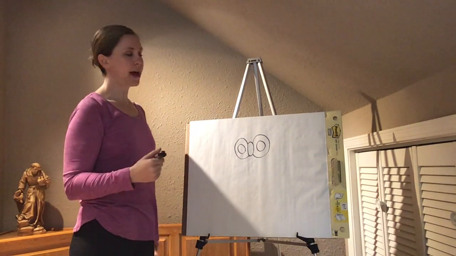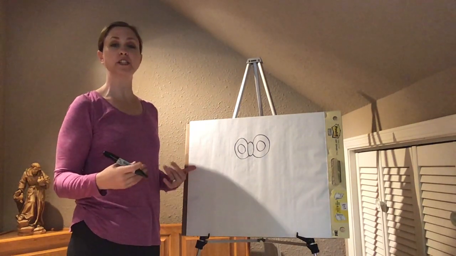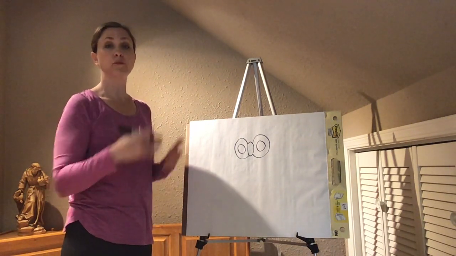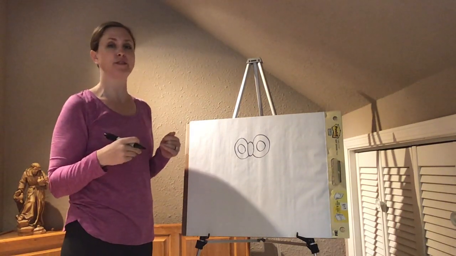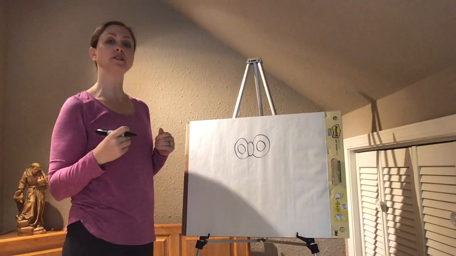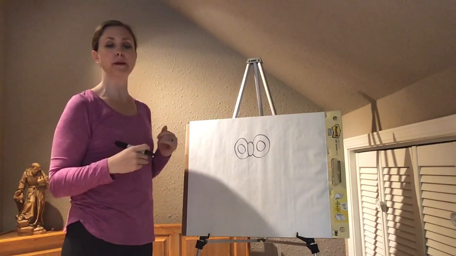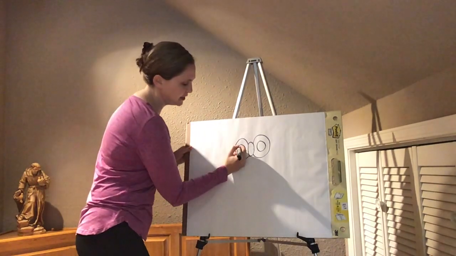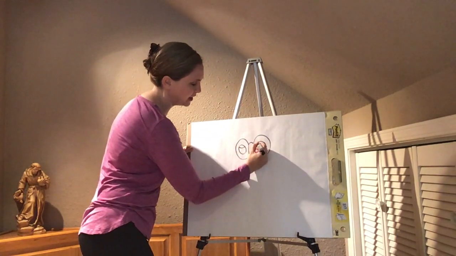Now we're going to give him some eyelids. So you need to decide if you're going to do some really droopy eyelids like the owl's falling asleep. If you're going to do a wide-eyed owl, so the eyelid is open a little bit more. So here's my eyelid here, and here's my eyelid over here.